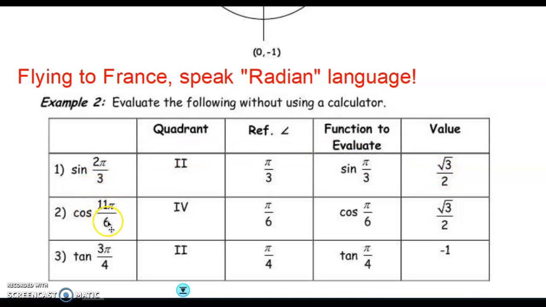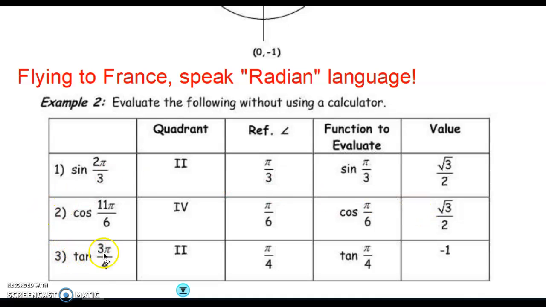Cosine of 11 pi over 6. Well, hey, that's almost a complete circle. That gets us into the fourth quadrant. Reference angle, we need one more pi over 6 to get to 12 pi over 6, a complete circle. So the reference angle is pi over 6. Cosine of pi over 6 is, again, root 3 over 2, and we're in the fourth quadrant. So guess what? We don't have to give it a little negative.